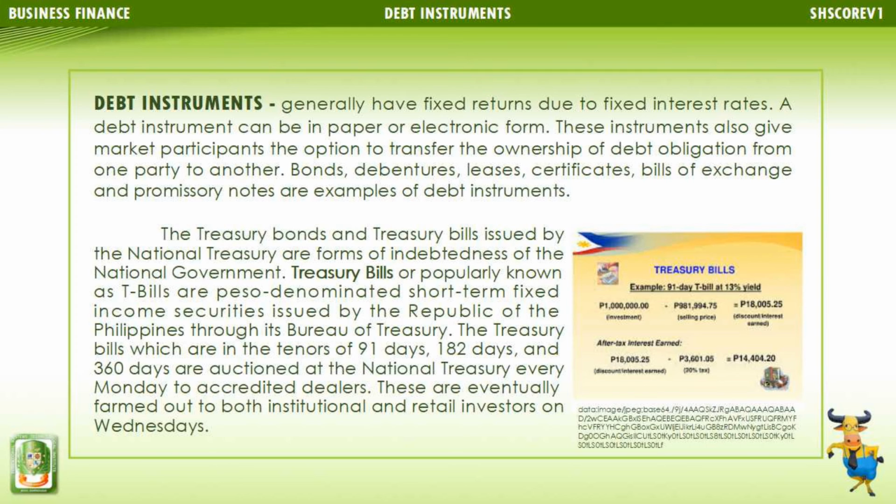The Treasury bills, which are in the tenors of 91 days, 182 days, and 360 days, are auctioned at the National Treasury every Monday to accredited dealers. These are eventually farmed out to both institutional and retail investors on Wednesdays.